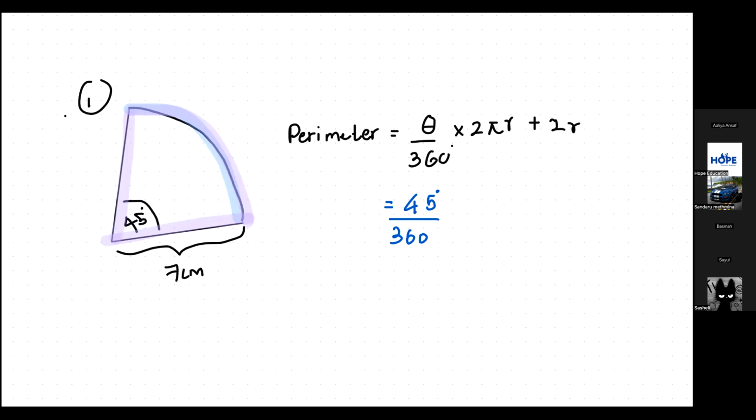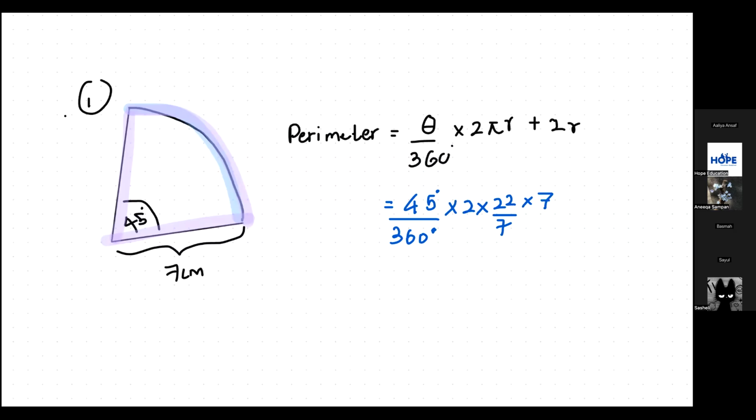So 360 multiplied by 2. Hi, what is it called? 22/7. Yes, 22/7. Then what do we put for R? 7. 7 centimeters, because that is the radius, 7.